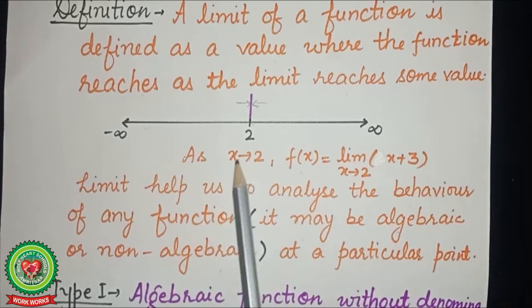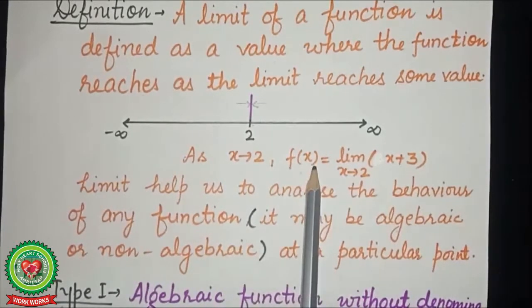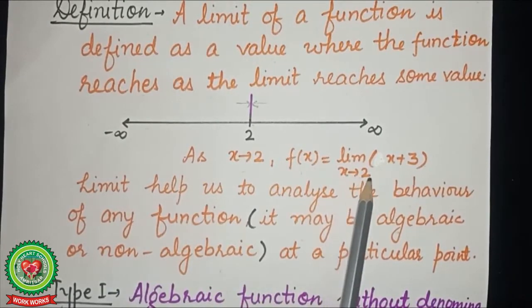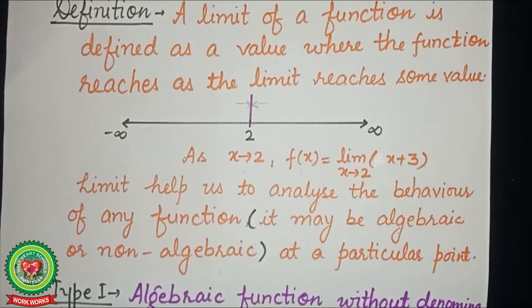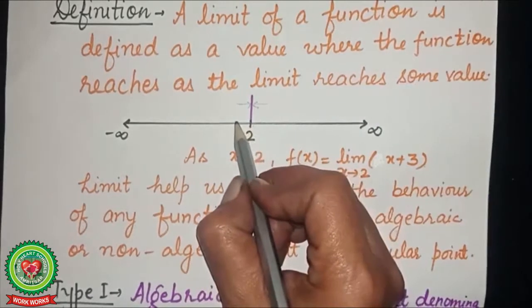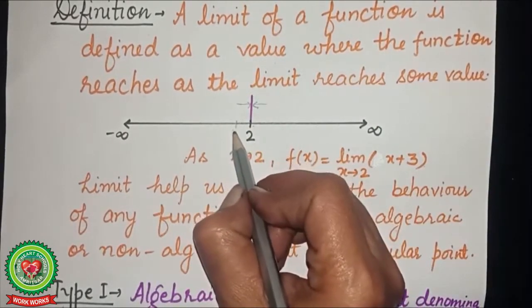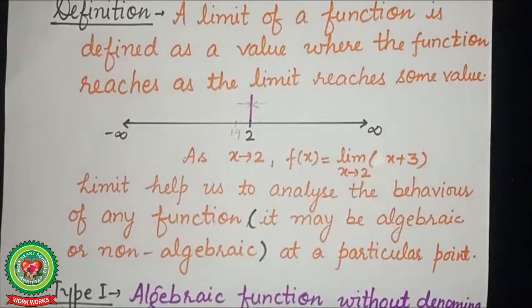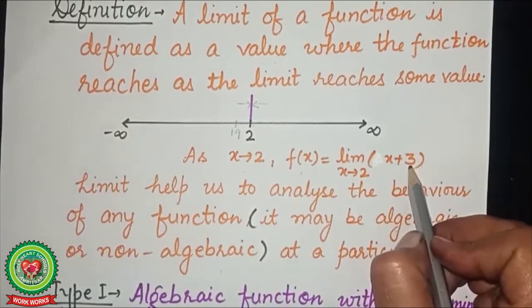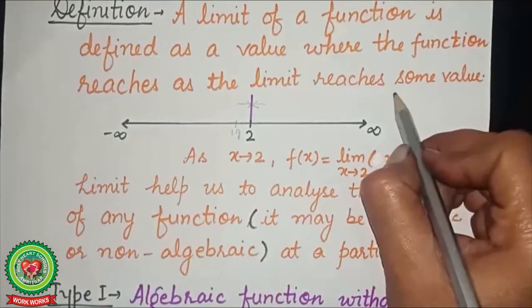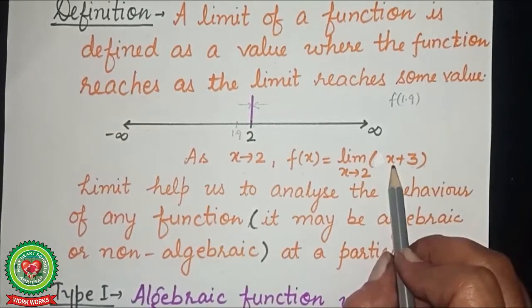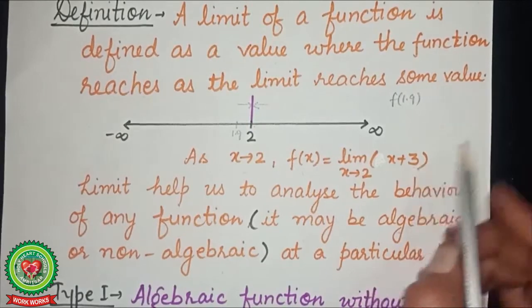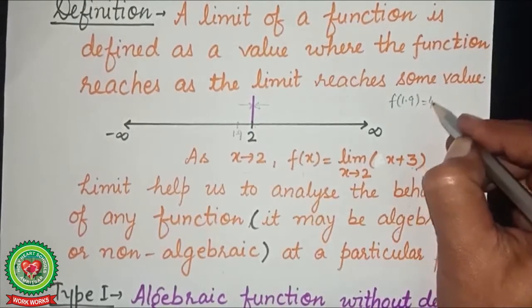For example, we have to check the limit of this function as x approaches 2. Now the function is x plus 3. Let's take some value in the neighborhood of 2. For example, we are having 1.9. Now when you put the value here, we will get f of 1.9 is equal to 1.9 plus 3, which is 4.9.